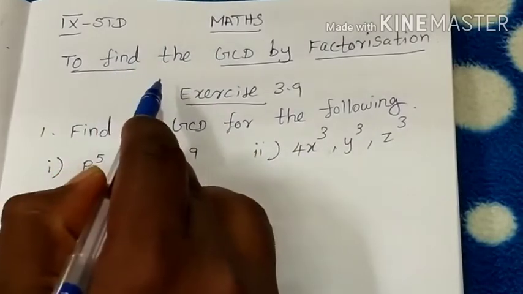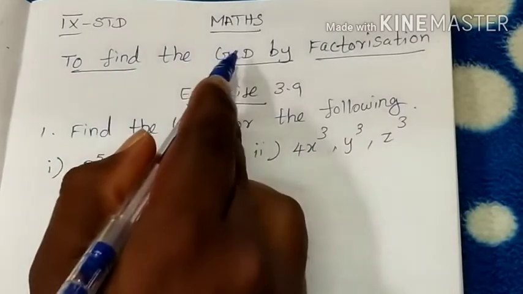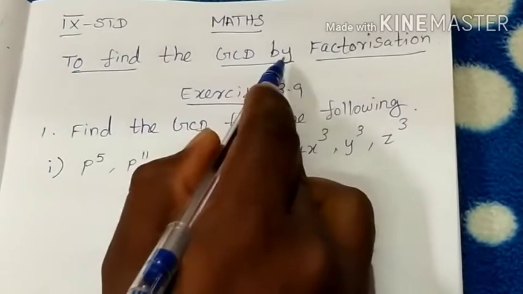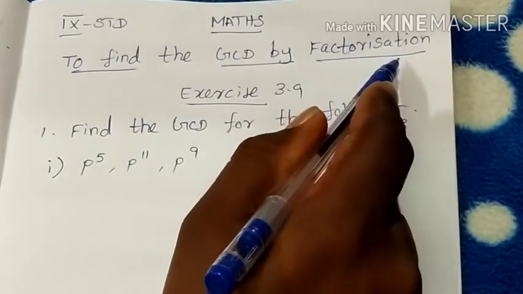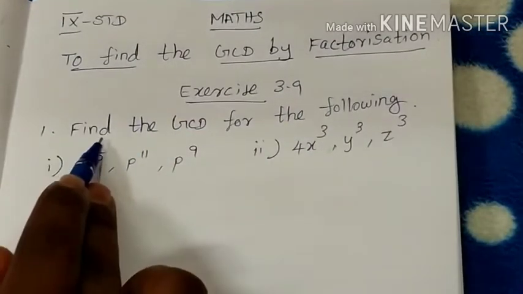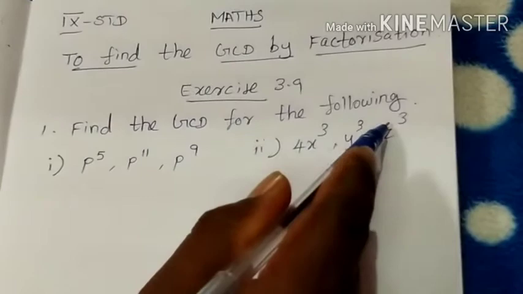In the last class we discussed factorization using the synthetic division method. In this class, we are going to see how to find the GCD by factorization. Exercise 3.9, the first question: find the GCD for the following.